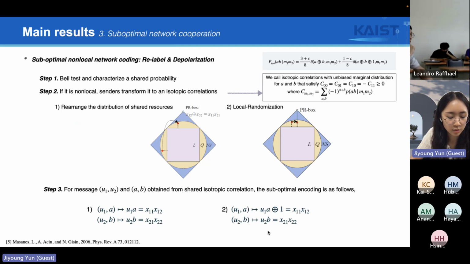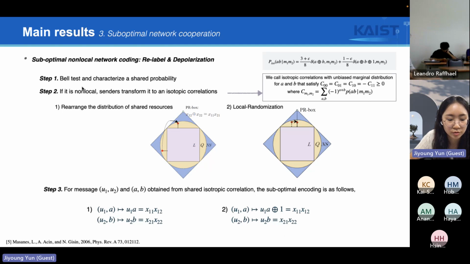And then here we consider the practical model. So we found the suboptimal network coding including cooperation when we want to use non-maximally entangled states. In the real world, it's hard to prepare maximally entangled states. Then we can share non-maximally entangled states, and we want to use that in the network protocol. Then we can think of this method.